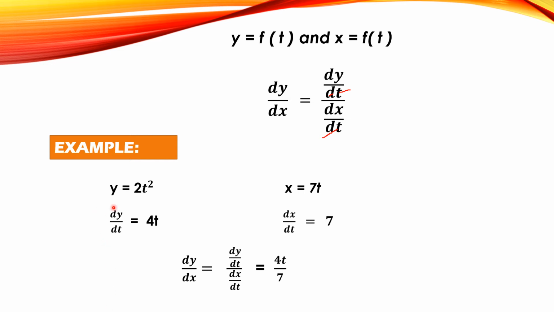Now here is an example in support of this formula. Y is equal to 2t square. Please calculate dy by dt. What will it be? 4t. Very simple. X is equal to 7t. From here calculate dx by dt. What will the answer be? 7. Now you please divide both the terms. Dy by dx will be dy by dt whole upon dx by dt. Put in the values. From here and from here you will get 4t upon 7. This is the answer. Very simple.